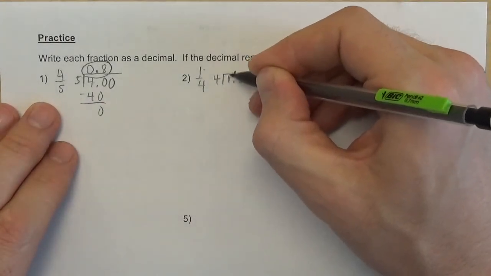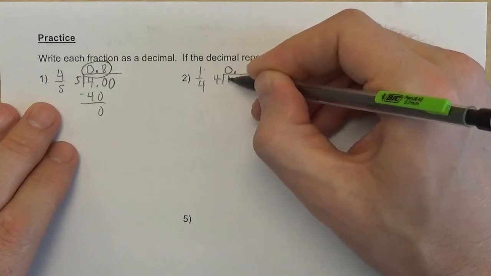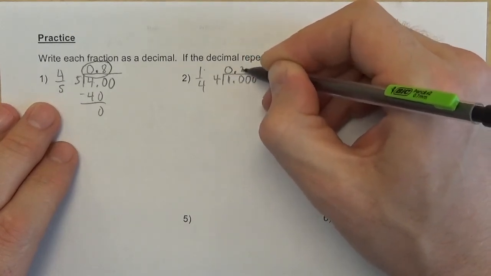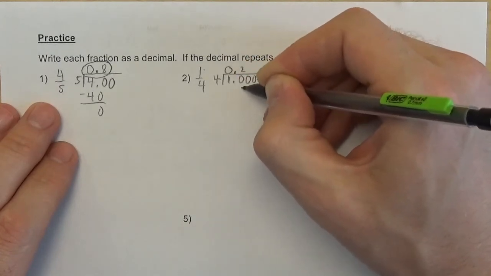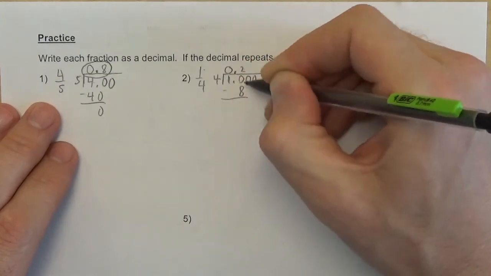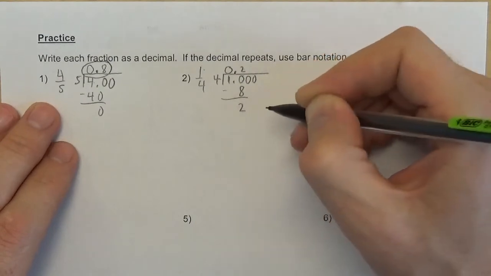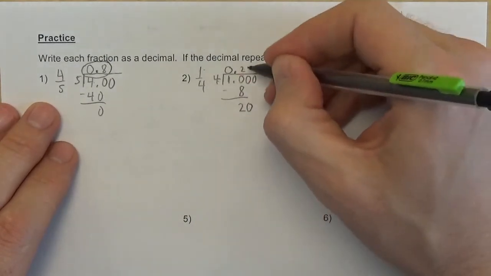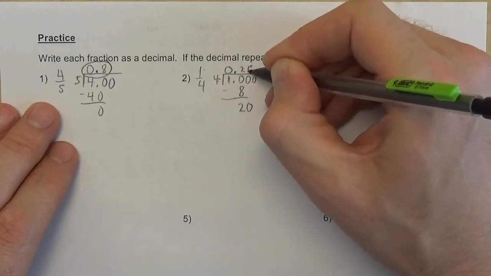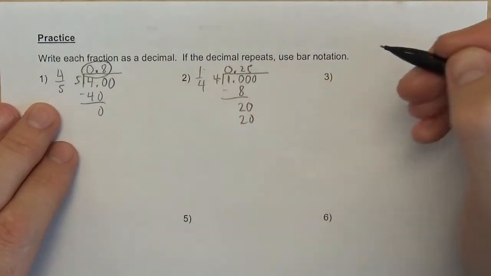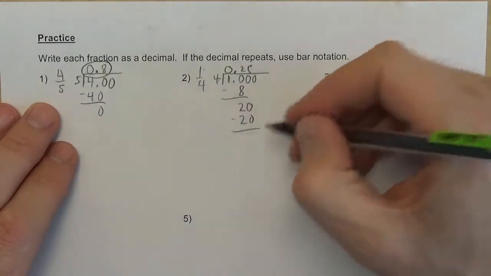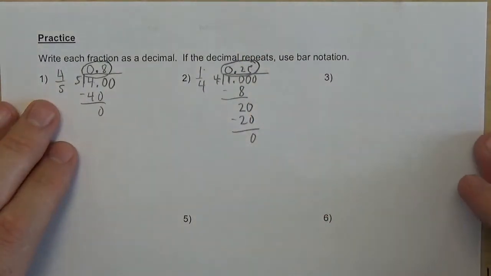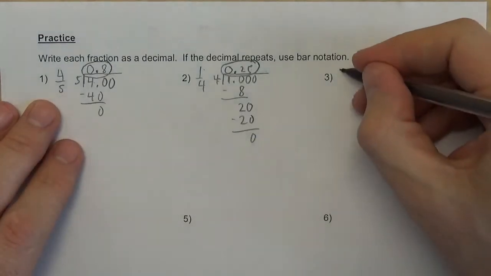4 can't go into 1, so we can put a 0 there. 4 does go into 10 twice. Multiply that back out. 2 times 4 is 8, so we'll write that underneath the 10. 10 minus 8 leaves us with 2, so we're not done yet. We bring down a 0. 4 goes into 20 exactly 5 times. 5 times 4 is 20. So that's it. We're done. Because the two match, there's nothing left. 0.25.